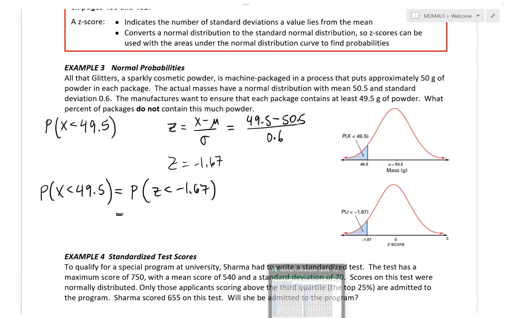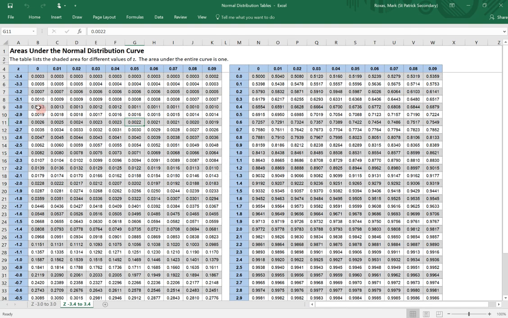So if I'm interested in negative 1.67, I'm going to go here, negative 1.6. Here it is. Now the columns are distributed by the second decimal place. So 7 is my second decimal value. I'm going to go here, 0.07. So negative 1.6 all the way to 0.07. So that value right there. So 0.07, negative 1.6. And so the probability is 0.0475.